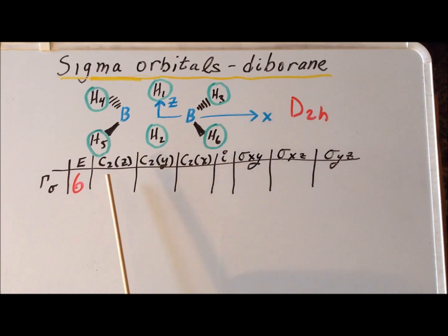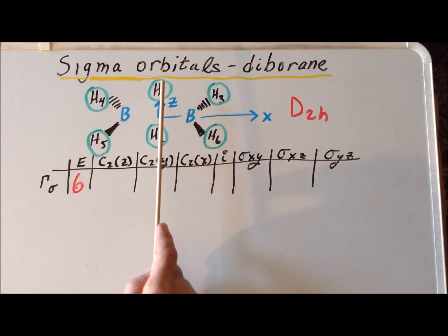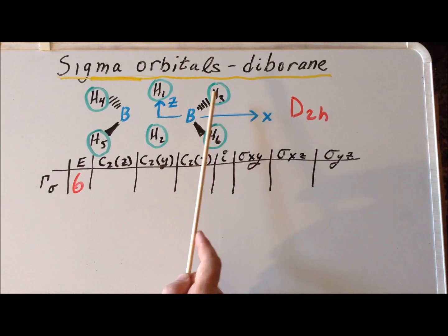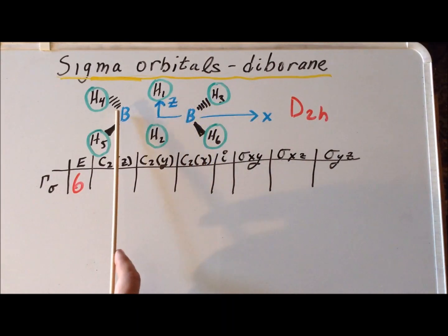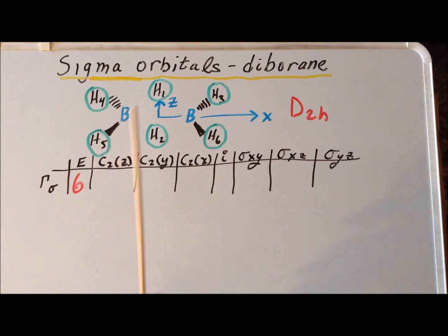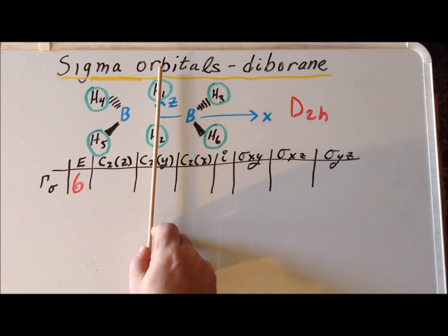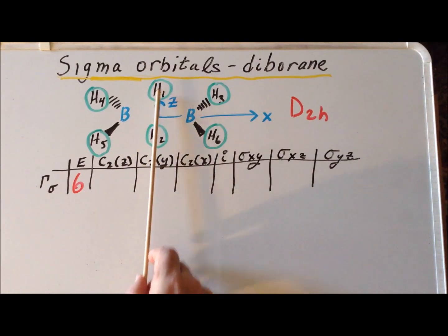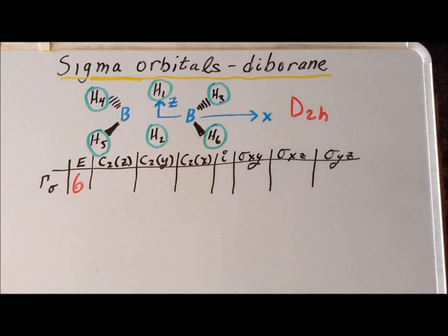Next, we have the C2 around the z-axis. The z-axis is up and down on our whiteboard, so that would flip this boron to that boron, for example. The only orbitals that do not move are the ones that actually lie along the z-axis. So that's going to be s1 and s2. So 2 of the orbitals do not move, and our character is a 2.